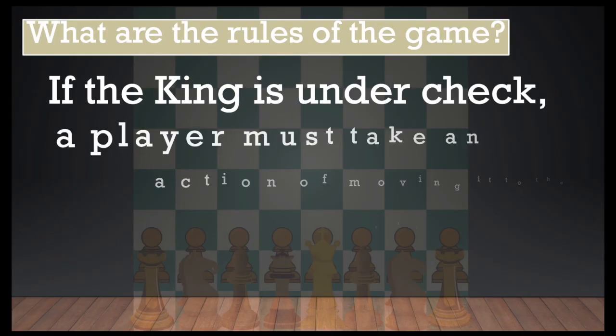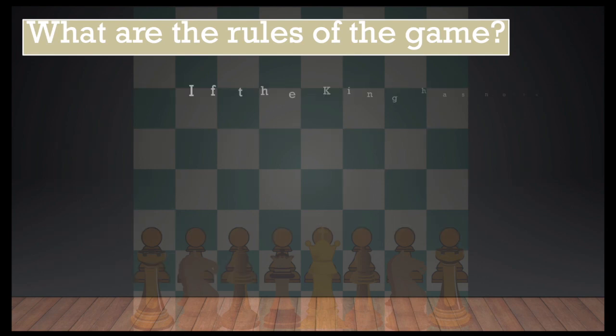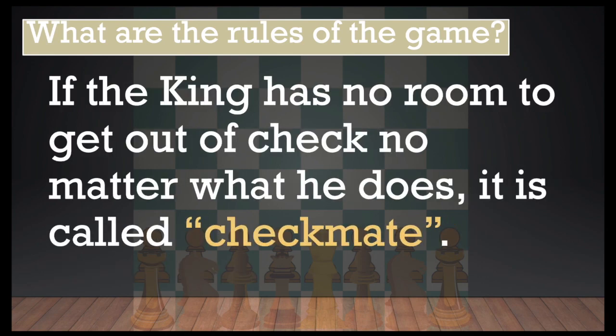What are the rules of the game? If the king is under check, a player must take an action of moving it to the adjoining square away from the check. If the king has no room to get out of the check, no matter what he does, it is called checkmate.